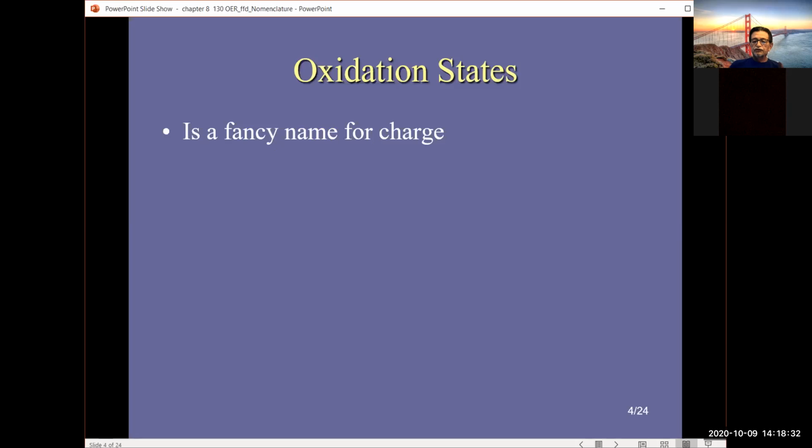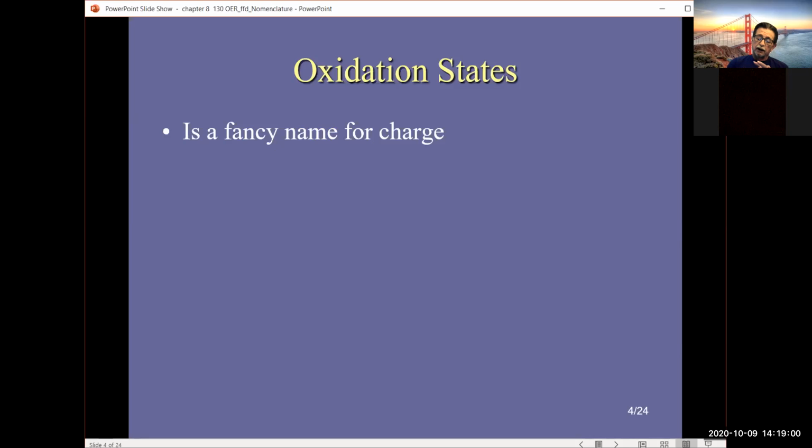So, oxidation states. Now you might hear me at times say, what is the charge? Or I would say, what is the oxidation state? Technically, when we get to covalent compounds, they don't really have a charge. So the term oxidation state, remember, with covalent bonds, they have a partial charge.